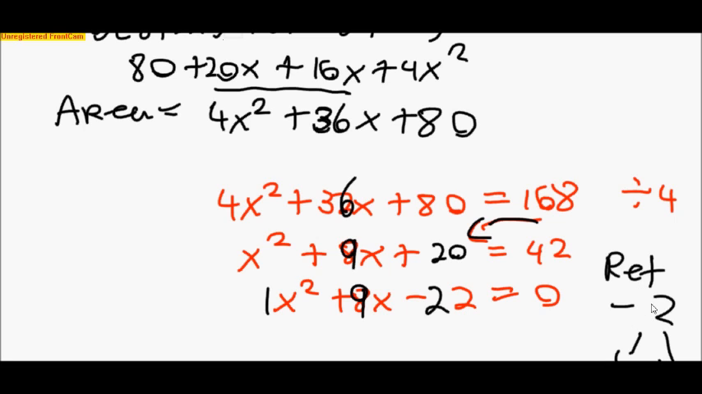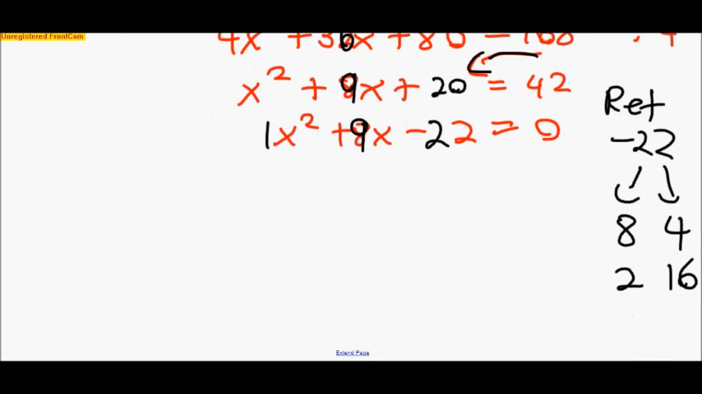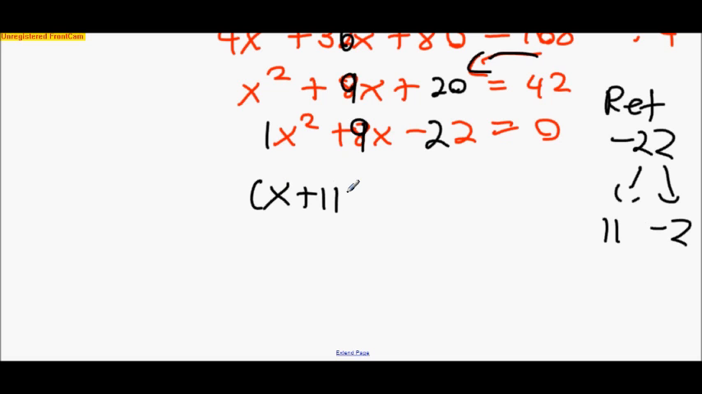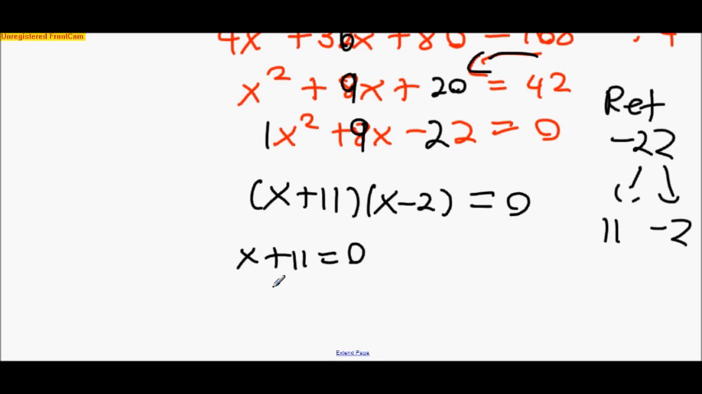So minus 22. And what we can get here is 2 and 11. So it's going to be plus 11 minus 2 because we need to have a 9 in the difference. So it's going to be x plus 11, x minus 2 equals 0. So we can get x plus 11 equals 0, x equals minus 11, or x minus 2 equals 0. Bring over the 2 on the other side, or x equals 2.